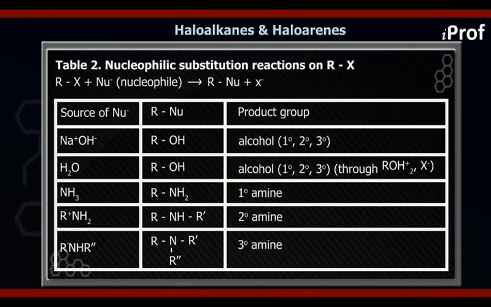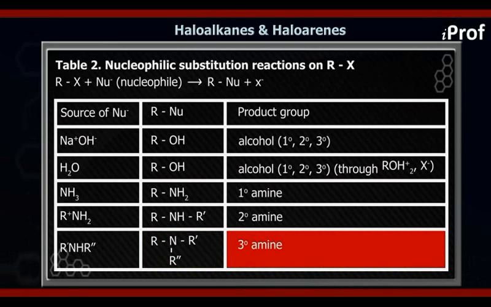Then we have RNH2 as a source of nucleophile. Nucleophile will be RNH minus and the product formed will be RNHR. Next we have RNHR as a source of nucleophile. Nucleophile will be RN negative R and product formed will be NR3, that is again an amine but a tertiary amine.